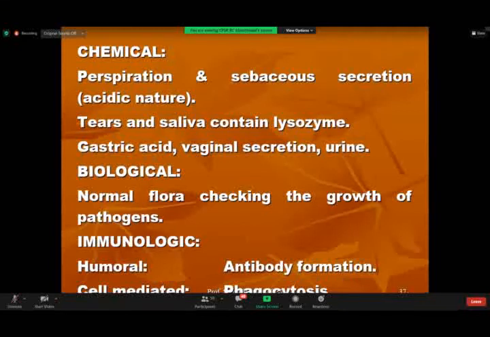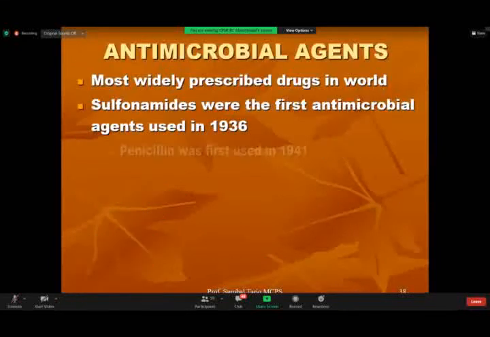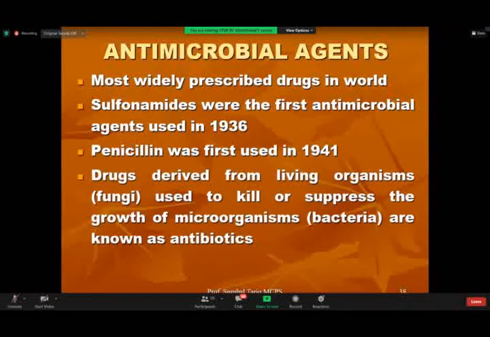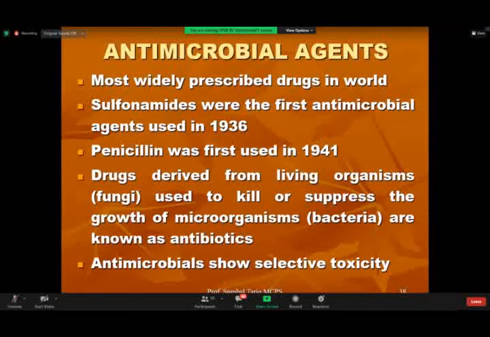तो इसमें antimicrobial agents पे जब हम आ जाएं, because after all that basic knowledge that you already gained, they are the most widely prescribed drugs in the world. And like I said, sulfonamides were the first antimicrobial agents, and prontosil is a dye. और उससे इनको 1936 में it was found out कि sulfonamides could be used as an antimicrobial agent. Penicillin 1941 में, जैसे मैंने भी आपको कहा, यूज की गई.